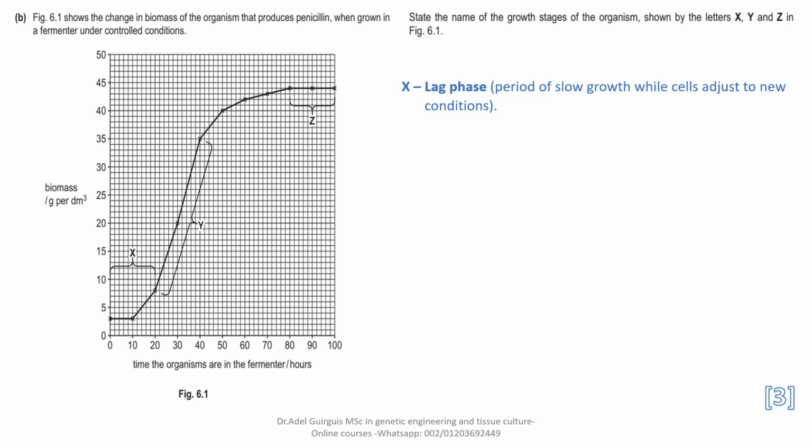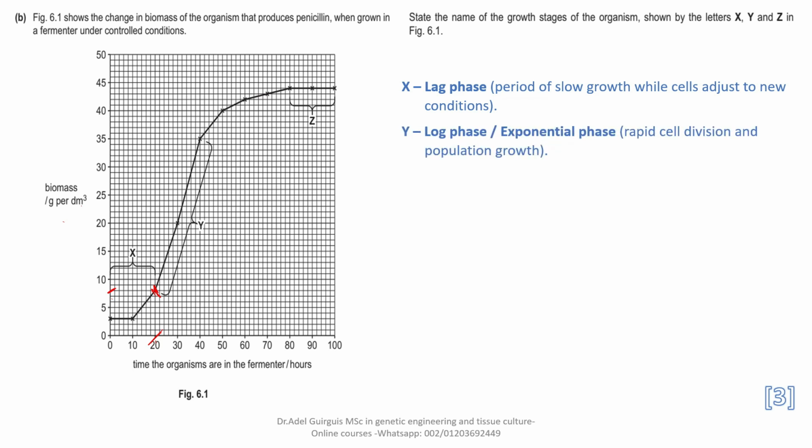Lag phase, growth is slow at this phase, reaching about, say for example, after 20 hours about 8 gram per liter inside the fermenter. Okay, that's the first stage, lag.